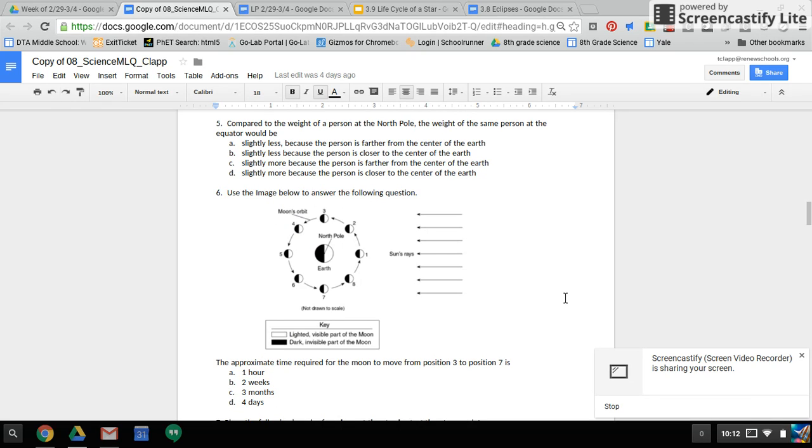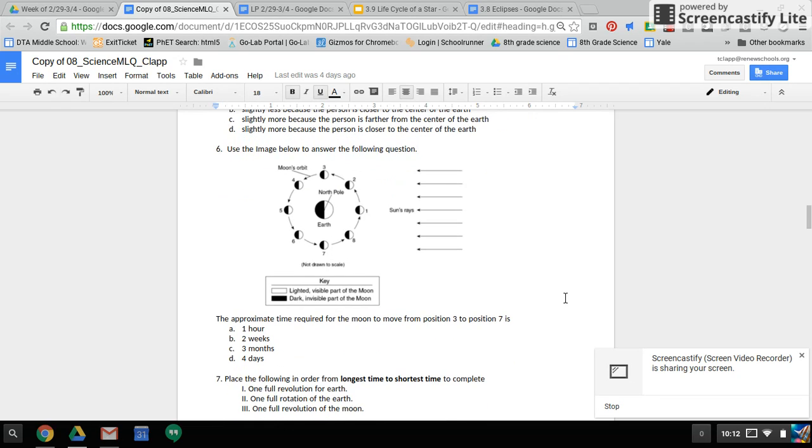5. Compared to the weight of a person at the North Pole, the weight of the same person at the equator would be A. Slightly less because the person is farther from the center of the Earth. B. Slightly less because the person is closer to the center of the Earth. C. Slightly more because the person is further from the center of the Earth. D. Slightly more because the person is closer to the center of the Earth.